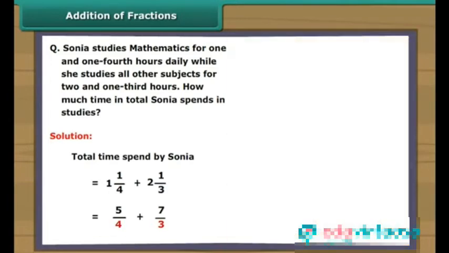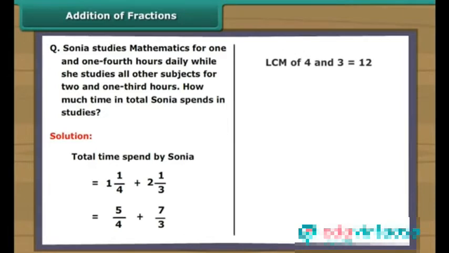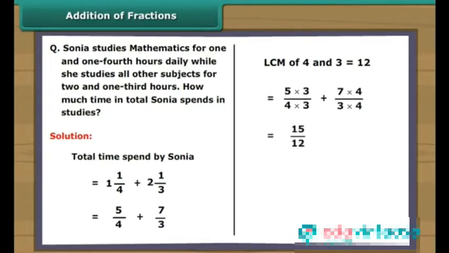Since the denominator is not the same, we will take the LCM of it. The LCM of 4 and 3 is 12. Therefore, 5 into 3 upon 4 into 3 plus 7 into 4 upon 3 into 4 gives 15 upon 12 plus 28 upon 12. This gives 43 upon 12. On simplifying this fraction, we get 3 and 7/12.